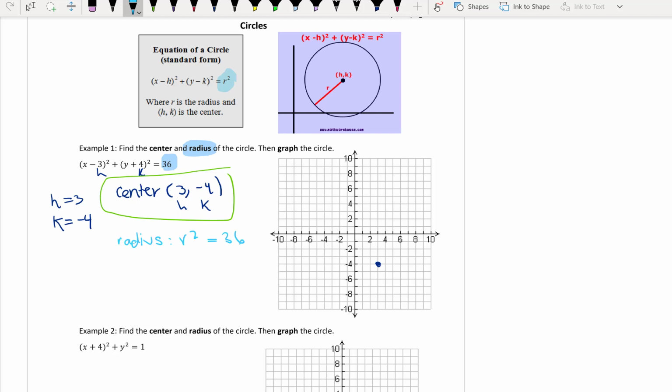That describes the radius squared. But remember here in the formula that we have, it's an r squared. So if I really just want to get r by itself, then I would square root both sides. And since we're talking about a radius, it must be measurement, so it must be positive. So r is equal to a +6. So my radius is equal to 6. That means from the center, go up 6, down 6, left 6, and right 6, all from the center.